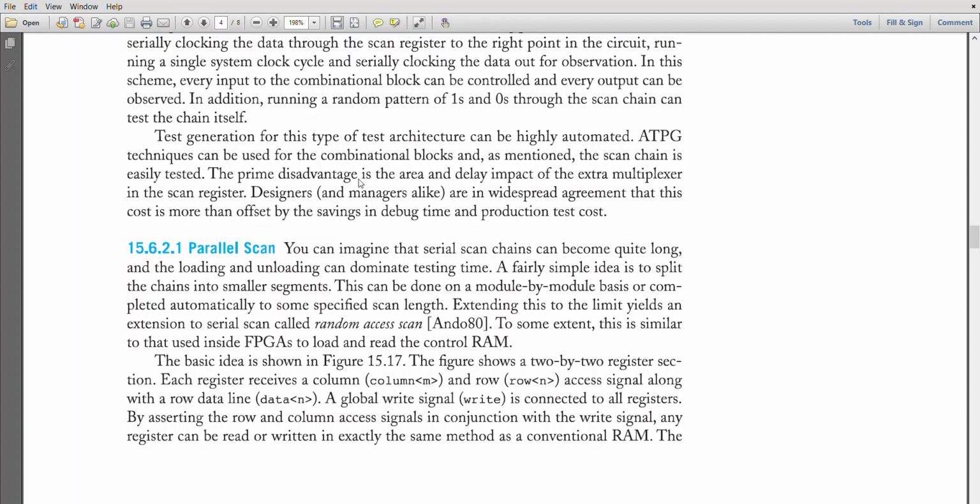The primary disadvantage is the area and delay impact of the extra multiplexer in the scan design. So designers are in widespread agreement that this cost is more than offset by the savings in debug time and production test cost.